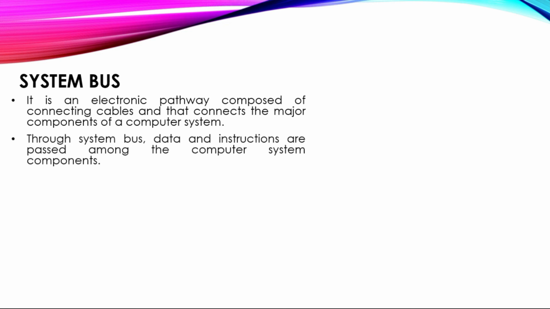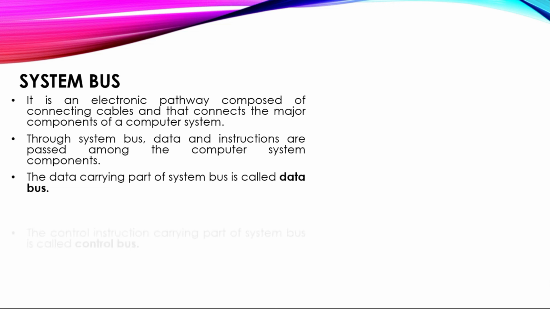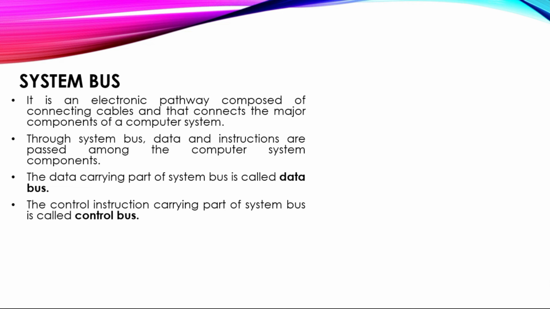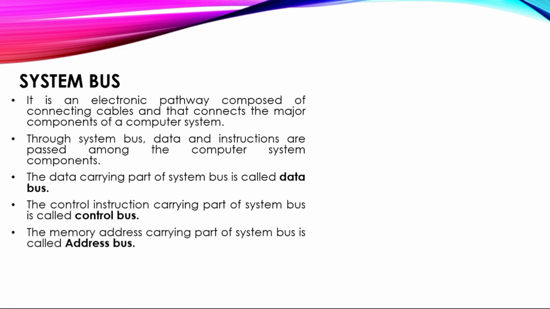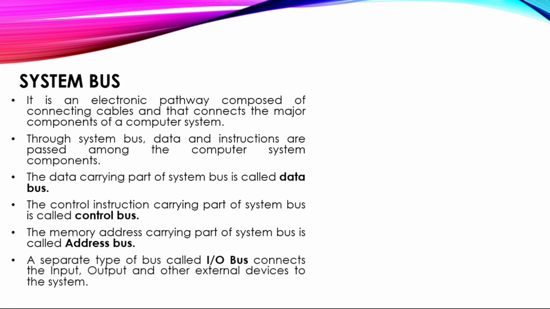Through the system bus, data and instructions are passed among the computer system components. With the help of the system bus, whatever data and information there is, is passed to the different parts of the computer. The bus responsible for carrying data is termed the data bus. The bus responsible for controlling information or instructions is the control bus. And the address bus is responsible for carrying the memory address to the different parts of the system.